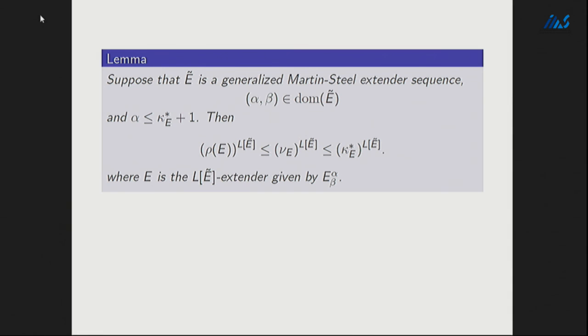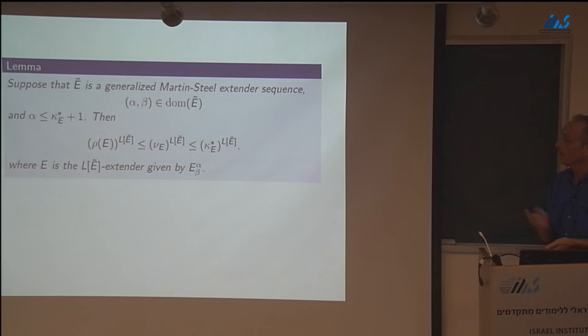All right. So suppose you have a generalized Martin-Steele extender sequence and something in its domain, and alpha is less than or equal to the image of the critical point plus 1 for E, where E is the L of E extender given by, this is a V extender, so that induces an L of E extender, then the strength of that extender within the model is at most the natural length, sup of generators of the model, and that's at most the image of the critical point.